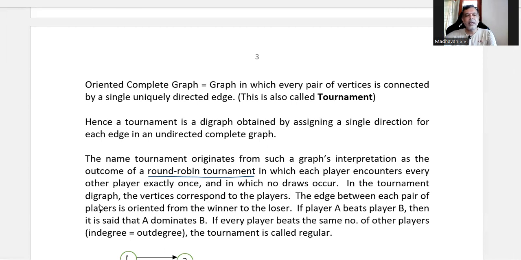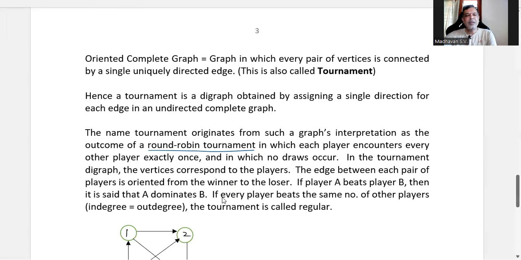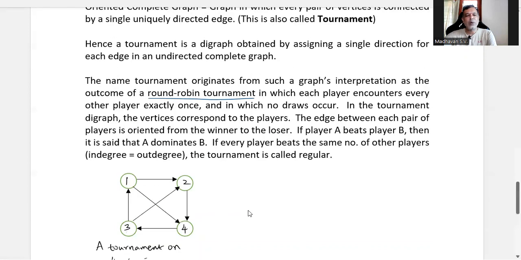In the tournament digraph, the vertices correspond to players. The edge between each pair of players is oriented from the winner to the loser. If player A beats player B, then it is said that A dominates B. If every player beats the same number of other players, that is, in-degree is equal to out-degree, the tournament is called a regular tournament.